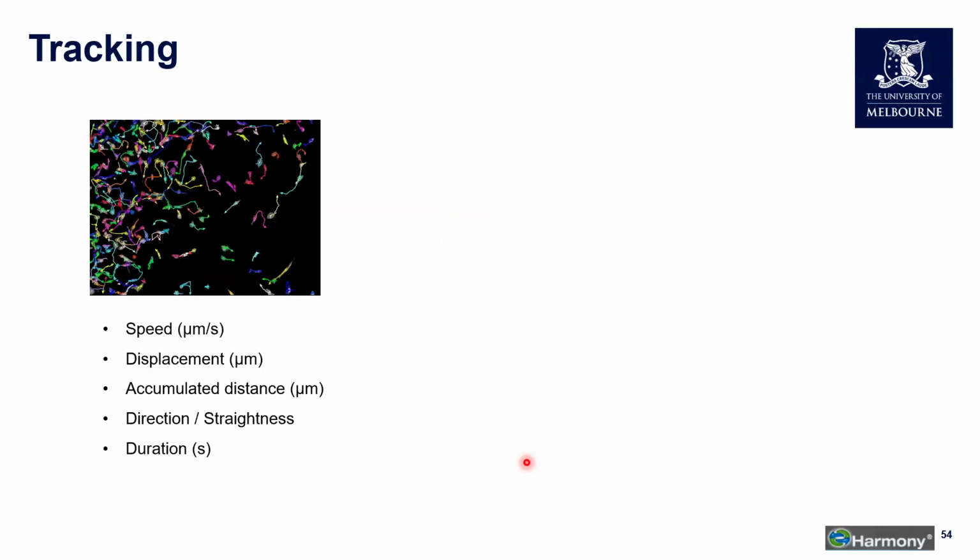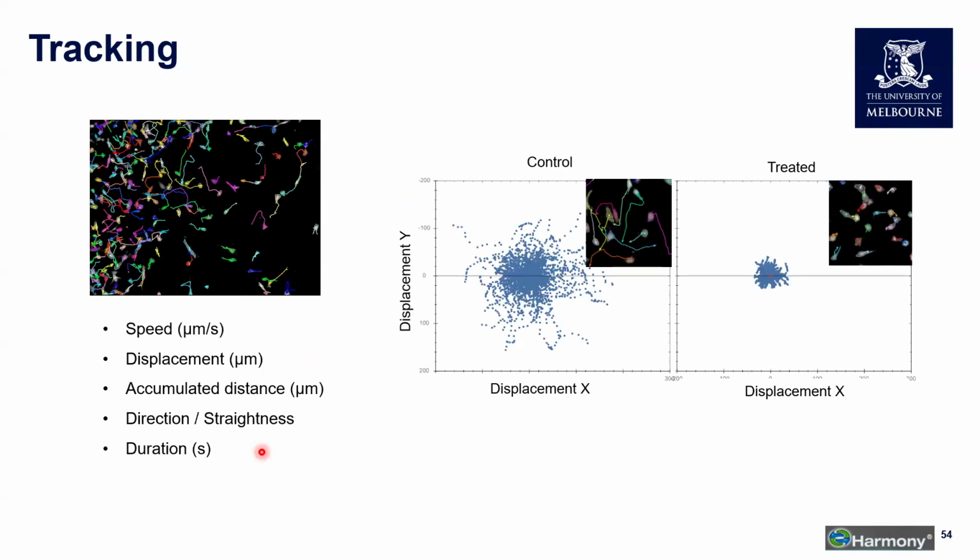The last but not the least measurement category is tracking. When we have a time-lapse image like this, we can measure parameters that are specific to tracking, such as speed, displacement, total distance, direction, straightness, or duration. For example, if we want to investigate the mobility of the cells, displacement will be a good measurement. And you can see in this plot the reduction of the cell movement after drug treatment.